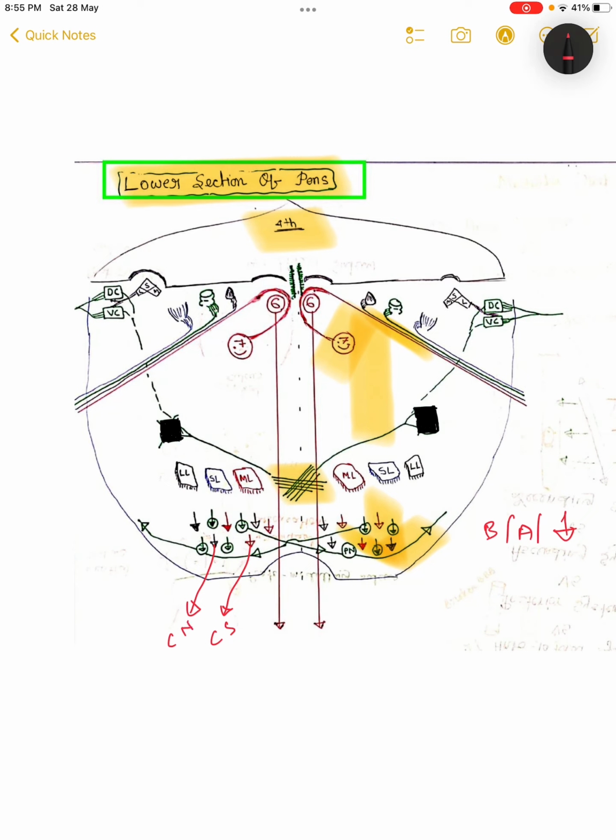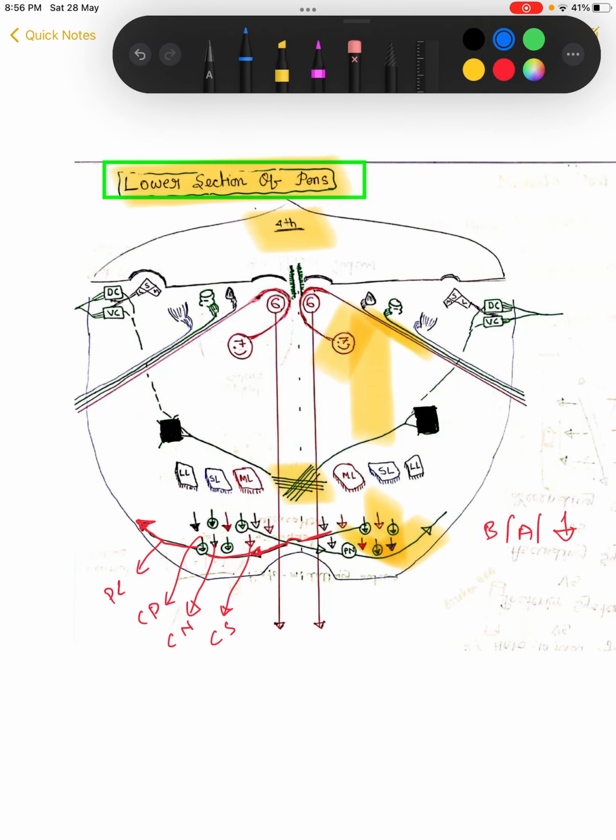Then what are we left with? Let's say this fiber which is ending at the pontine nucleus is our corticopontine fiber, and one fiber from here is decussating, crossing from the other side, then coming to the contralateral side. So this will be our pontocerebellar fiber. Is this concept clear, right? Now let's focus on our next segment.